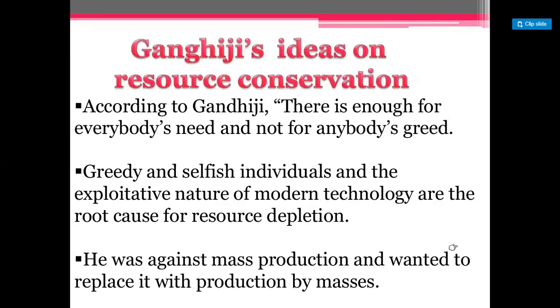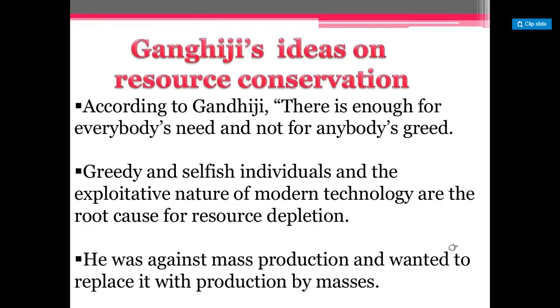Mahatma Gandhi has given a statement: there is enough for everybody's need and not for greediness. What does it mean? Because greediness and selfish individuals, and the exploitative nature of modern technology, are the root cause of resource depletion. You just see this statement. Can anyone explain this statement? Mass production and production by masses.